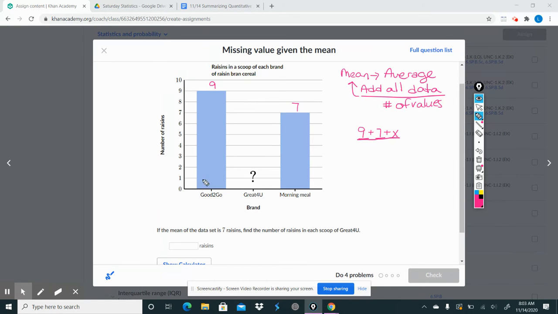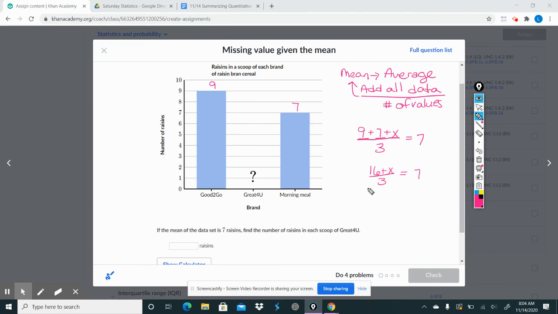Now, our total number of brands that we divided by to get our mean of 7 is 3 brands. So here we're going to have to work a little bit backwards. Normally we would have all 3 values, we would divide and get our mean. So now we have to solve our equation. We are going to add the values up on top. So 9 plus 7 is 16, plus x, divided by 3 equals 7.